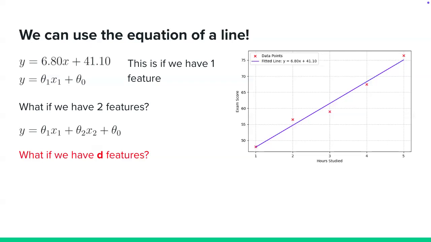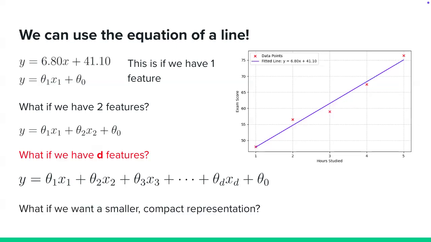So if we have d features, then we will have y equals theta 1 x1 plus theta 2 x2 plus theta 3 x3 plus dot dot dot plus theta d xd plus theta naught. Because we have d features, we need d terms, and then the last term is the constant.